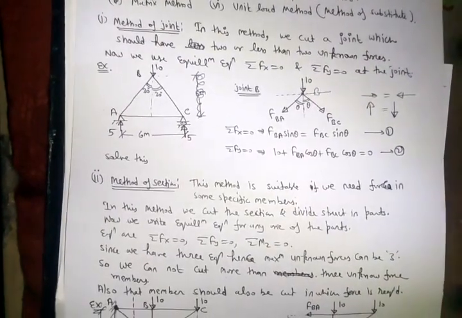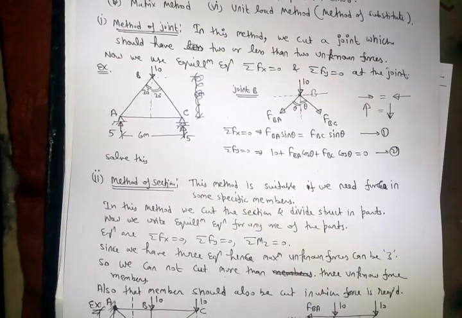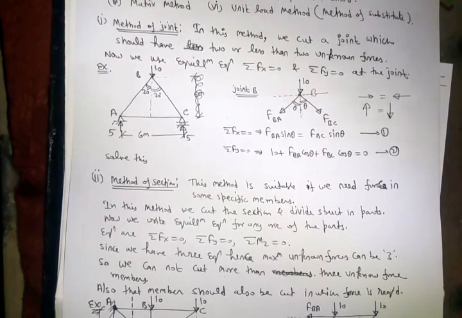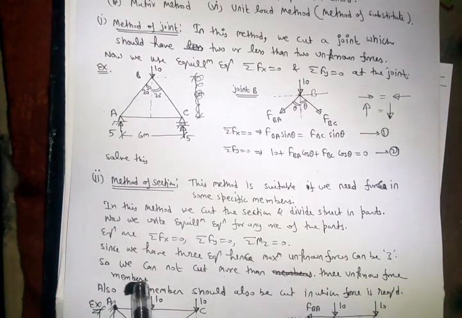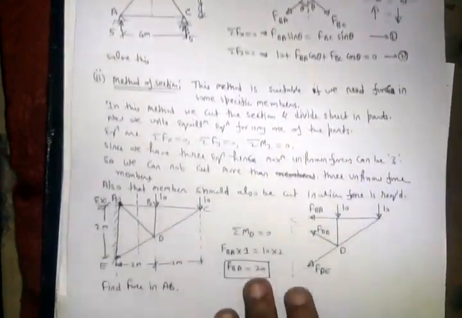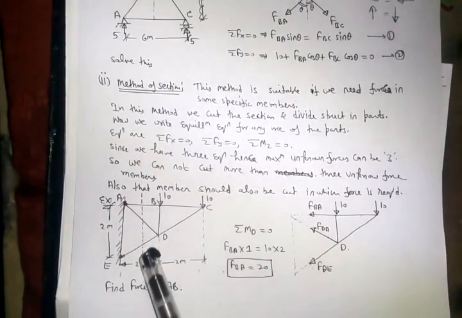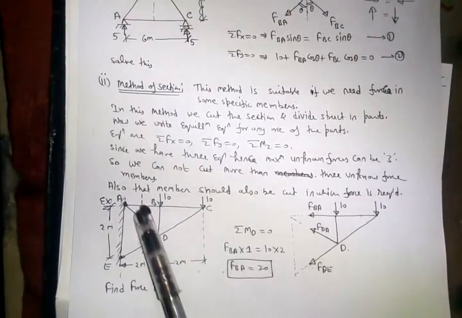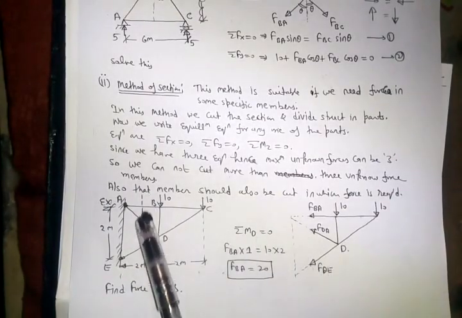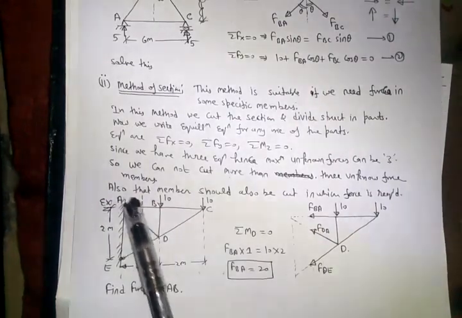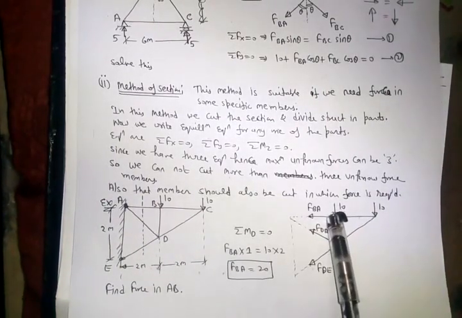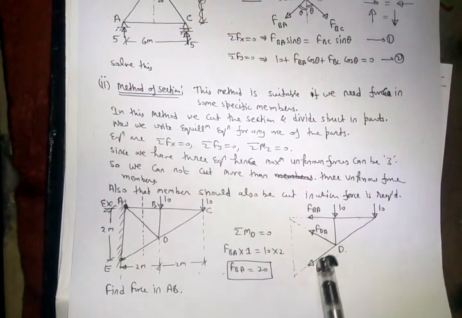Now second is method of section. In this method, this is also an equilibrium method, we cut only a small part of the structure, but in all the cut members, all the forces are not concurrent. For example, I have made a cut here. So at this section, three members are cut: BA, DA and DE. So I will show forces FBA, FDA and FDE.